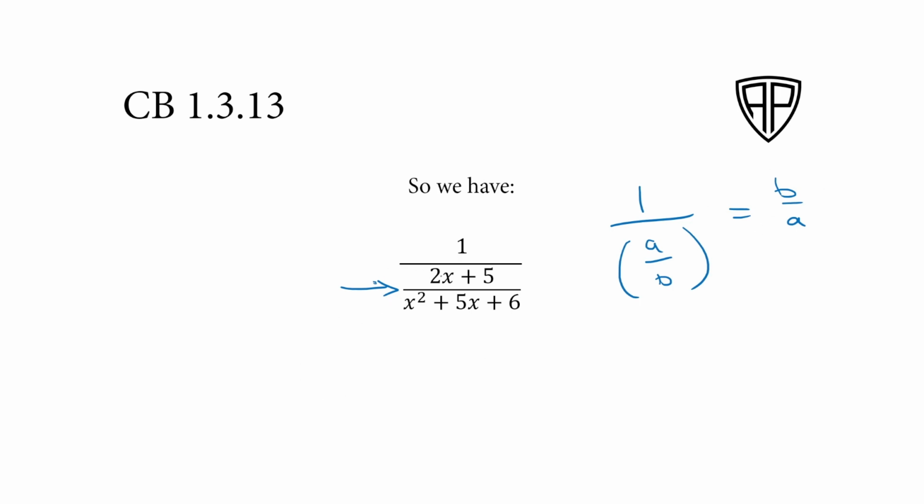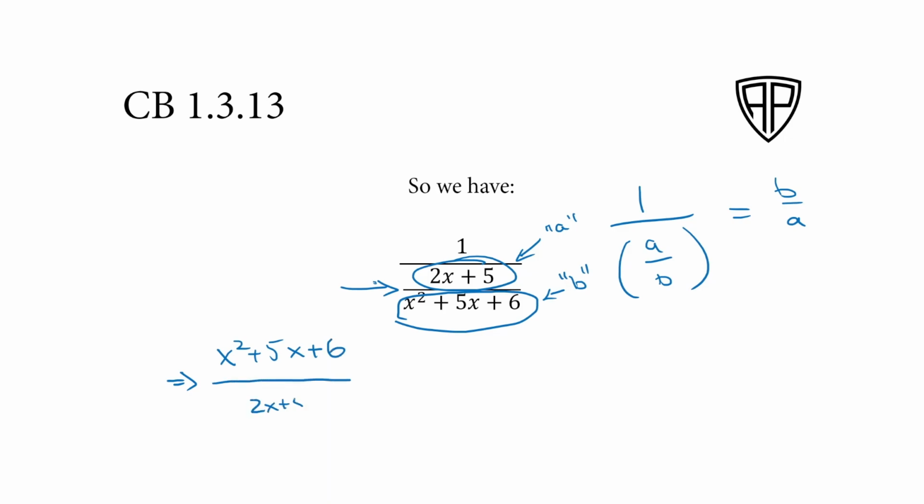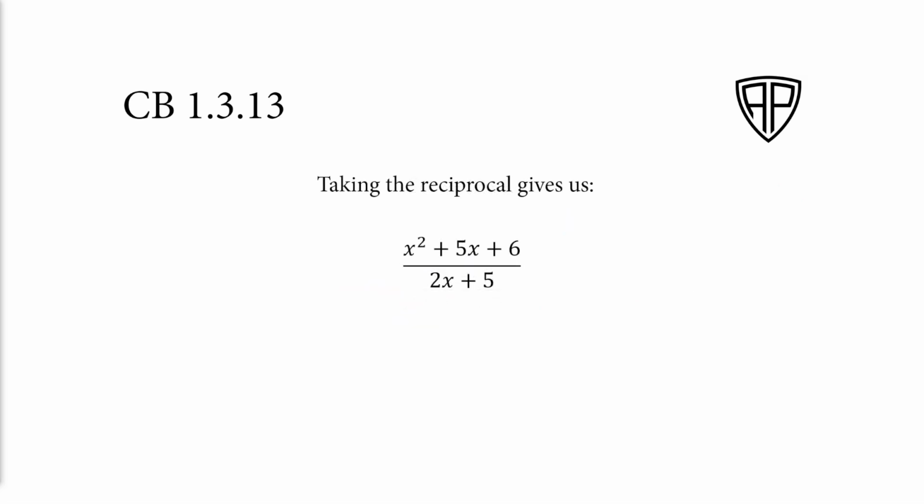So I'm going to apply the same logic here, where I treat 2x plus 5 as my a, and x squared plus 5x plus 6 as my b. And so I'm going to get just the reciprocal of the denominator, which is x squared plus 5x plus 6 over 2x plus 5. So that is my final answer. To recap, taking the reciprocal gives us the answer x squared plus 5x plus 6 over 2x plus 5.